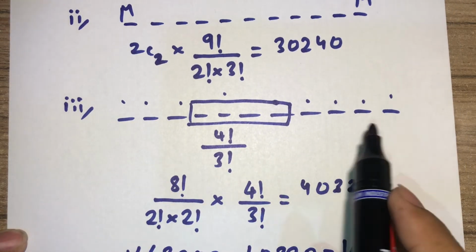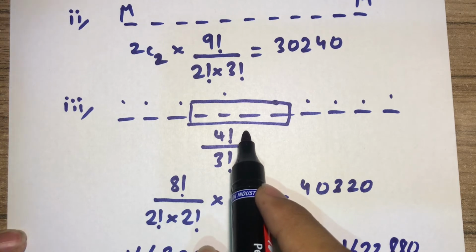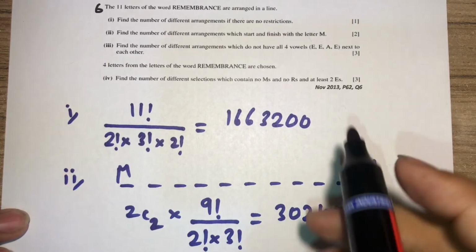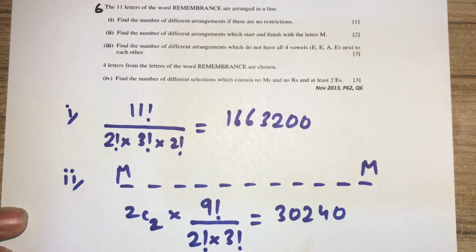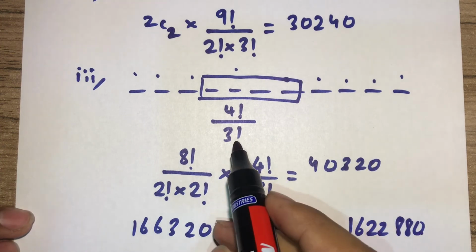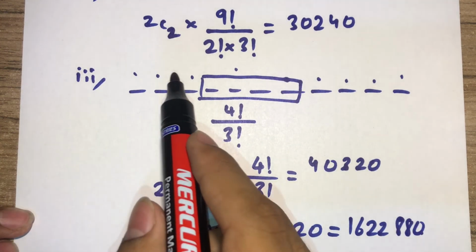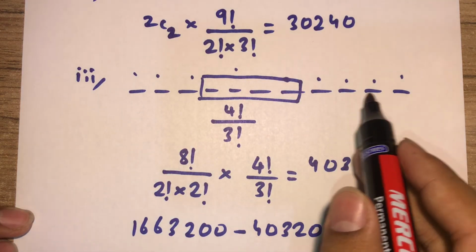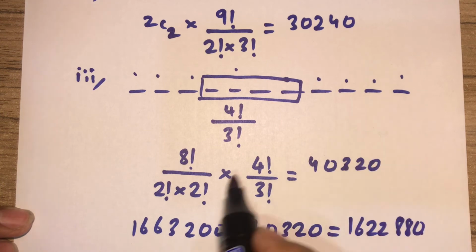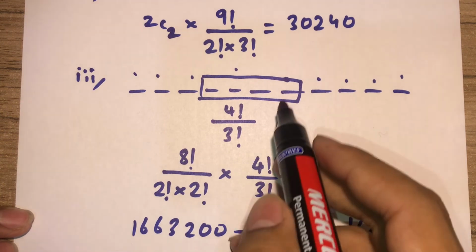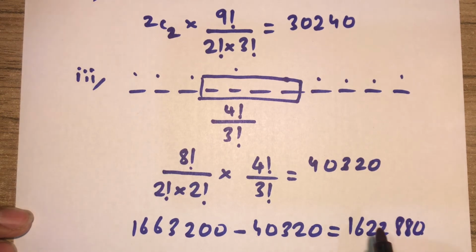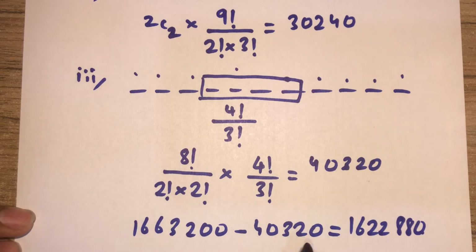So I'll go over this again. I took the 11 letters, boxed 4 of them in the sofa. These are the vowels. The arrangement of the vowels will be 4 factorial upon 3 factorial, because the vowels are E, E, A, E. So there are 3 E's. To avoid repetition, we'll divide by 3 factorial. Now there are 1, 2, 3, 4, 5, 6, 7, 8 total letters. So 8 factorial. And in these there are 2 M's and 2 R's. So 2 factorial into 2 factorial. Times the arrangement of this. So we got 40320. That is the arrangement with the vowels together. We'll subtract that from the total arrangements to find arrangements of the vowels not being next to each other.